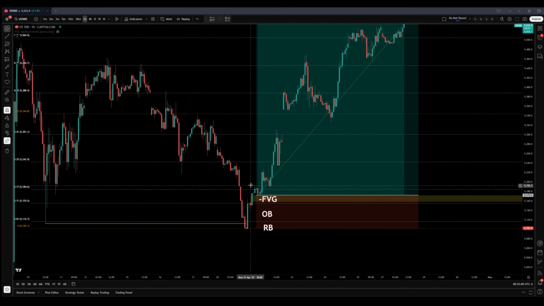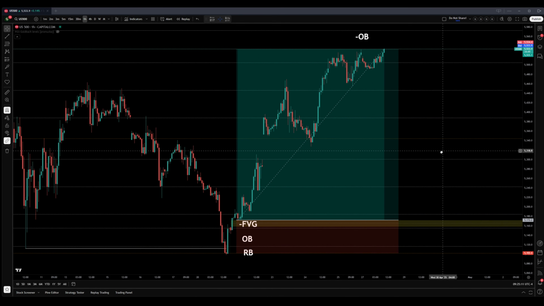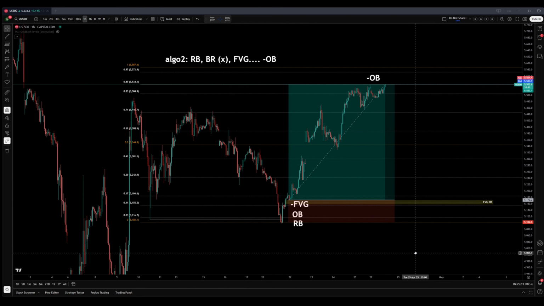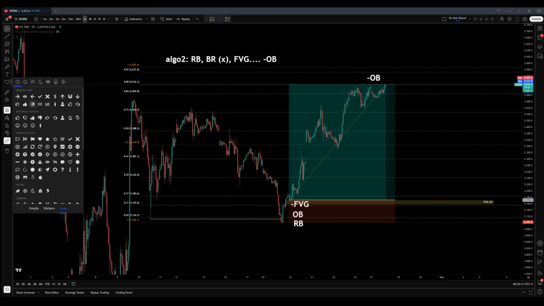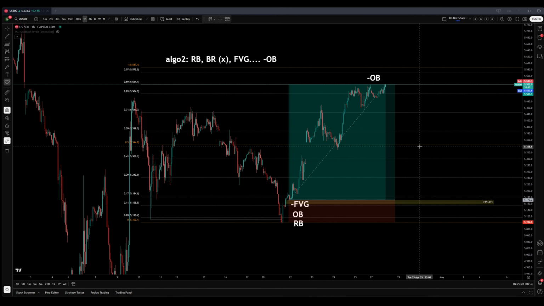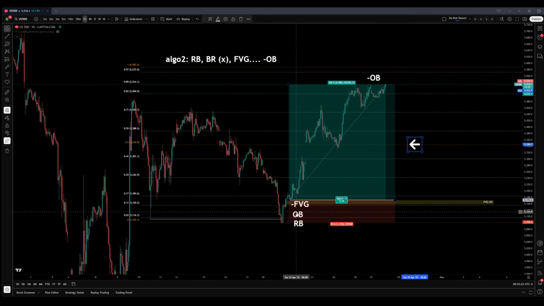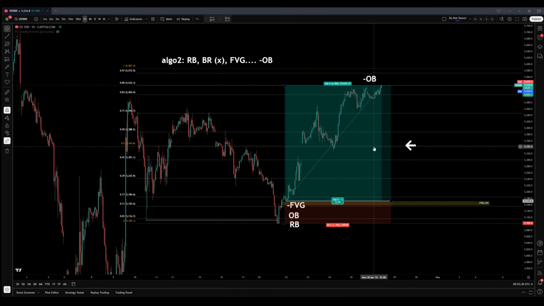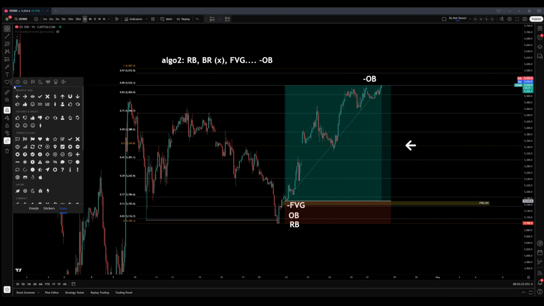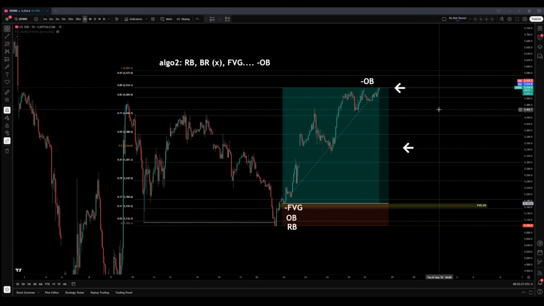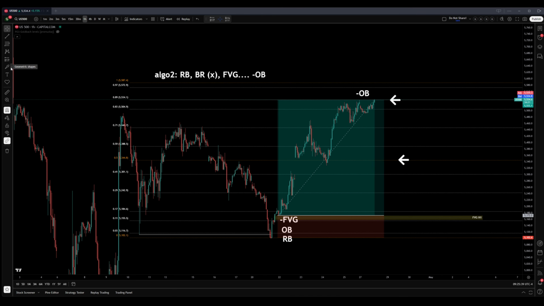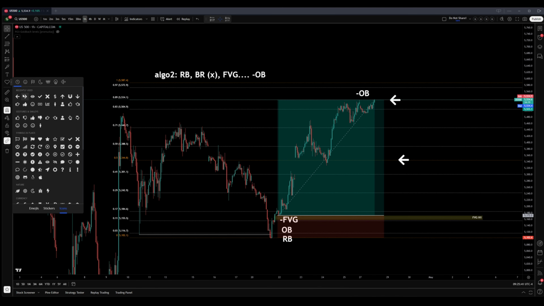Rejection block, retrace to the fair value gap. Now, in terms of partials, it's wise to take some off at EQ because we want to buy in a discount, sell in a premium. You see how it shot through EQ, sell in a premium. So you want to take some off here. You want to take some off where the opposing order block, where the bearish order block would be forming. And if you want to leave a runner, it would get you to the high.